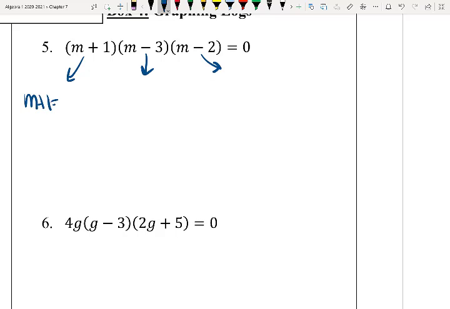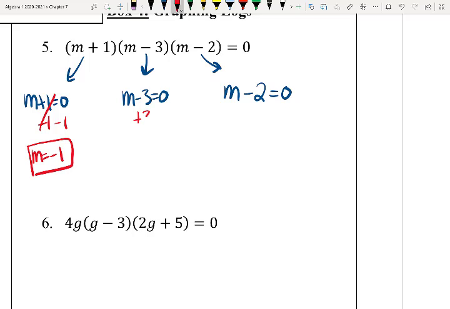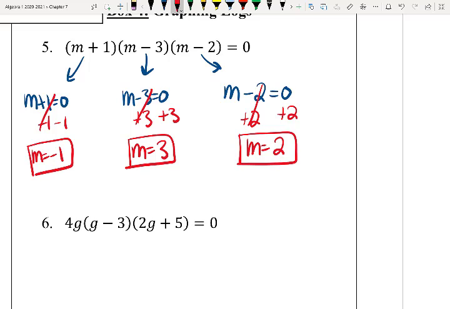So here m plus 1 equals 0 is option 1. M minus 3 equals 0, option 2. And then m minus 2 equals 0 is option 3. Those are my 3 different parentheses. If I can get any of those equal to 0, then I'll have a solution to my equation. So subtracting 1 gives me m equals negative 1 for my first one. Adding 3 on both sides gives me m equals positive 3. And adding 2 on both sides gives me m equals positive 2. So those are my 3 solutions. Either negative 1, positive 3, or positive 2 will give me a 0 for one of my 3 parentheses.